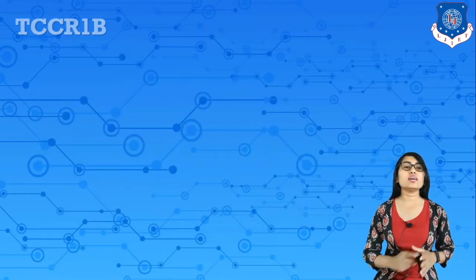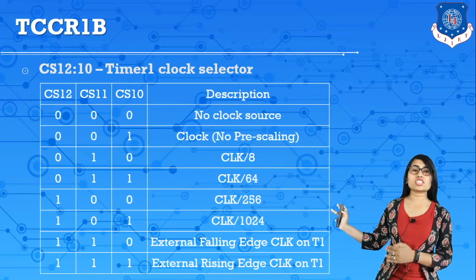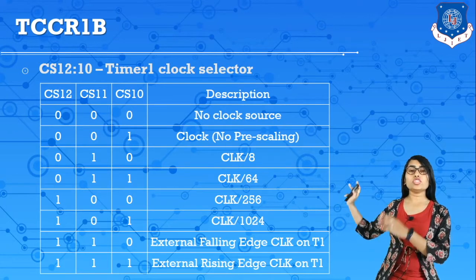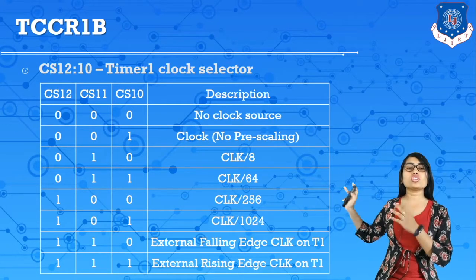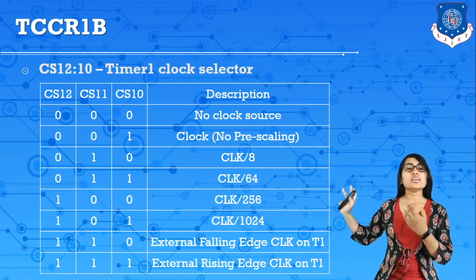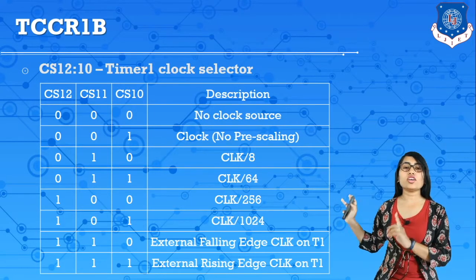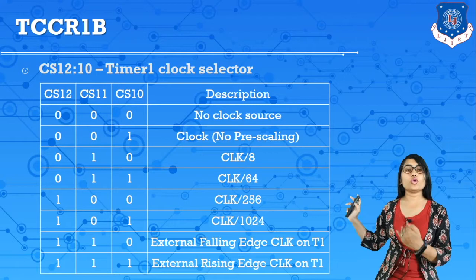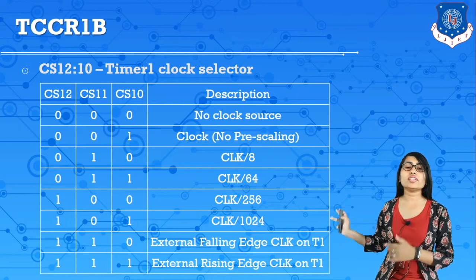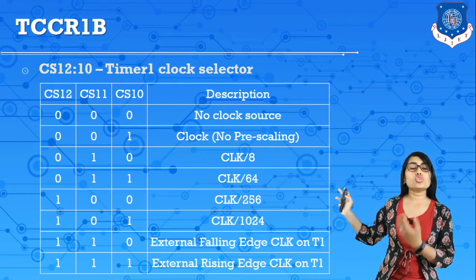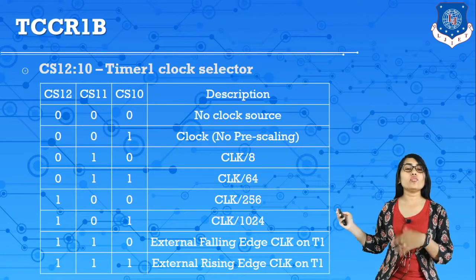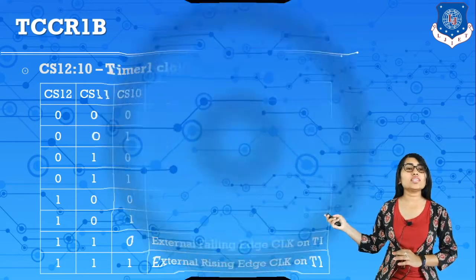Next in TCCR1B are the clock selectors, CS12, CS11, CS10. Here we have all the bits. 000 means no clock source, 001 means clock without prescaling, then 010 is clock with prescaling of 8, then prescaling of 64, 256 and 1024, and the last two combinations, 110 and 111, are used for external clock: external clock on T1 pin on a falling edge, and external clock on T1 pin on a rising edge. So these are all the bits of TCCR1B.